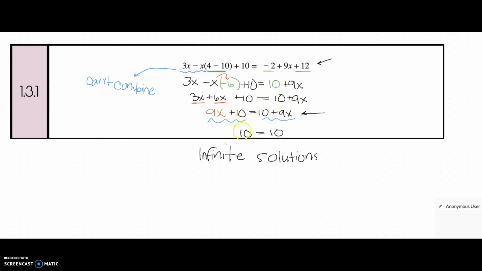If we're solving along and we get something that's not true, like 10 equals 50, then we would have no solution. The important part is the actual words. Like if you don't have these words and you have all of this, that's not going to be enough. So you have to make sure that you have the answer of infinite solutions or no solution if you're solving and something like this happens. So this is our answer and we are done.